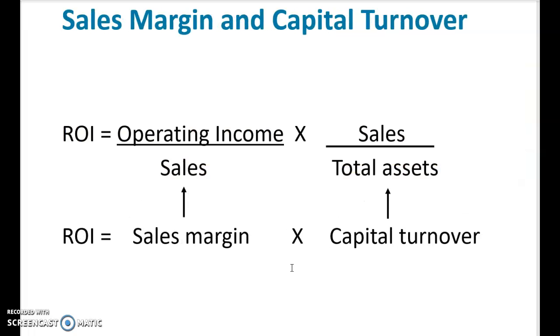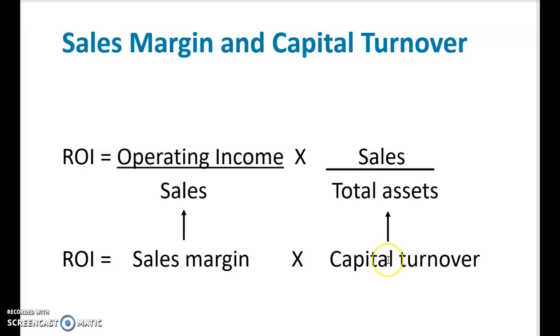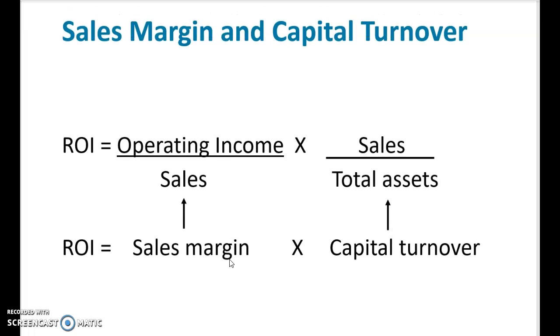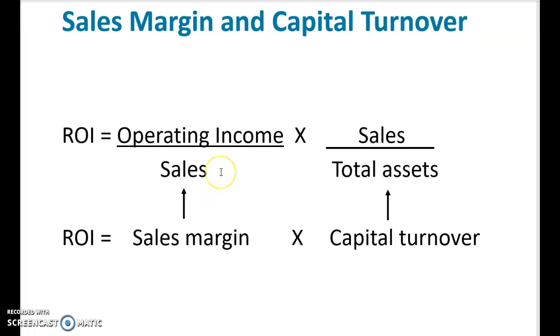Now here's sales margin and capital turnover. So if I take return on investment, it's called the DuPont formula. It can be taken apart into operating income divided by sales, which is your sales margin. So think about that just for a second. So operating income on the income statement divided by your sales. That's for every dollar of income we have, how much came from sales? There was sales margin. How much we're earning on sales. That's what it tells us.